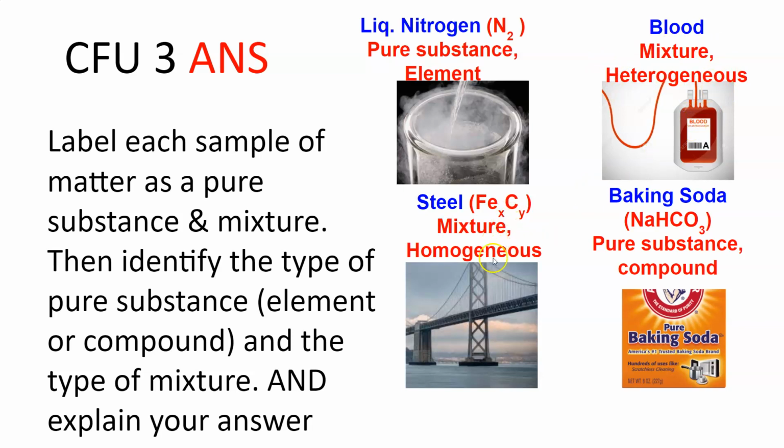It's a homogeneous mixture. And baking soda, which has the formula NaHCO3, is made up of different types of elements: sodium, hydrogen, carbon, and oxygen. So this is a pure substance, but it's a compound. It's not an element because it has different types of atoms.